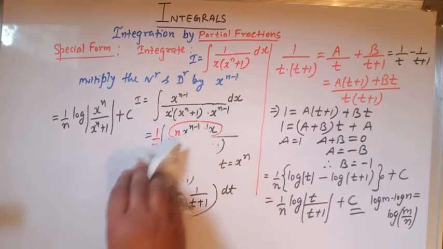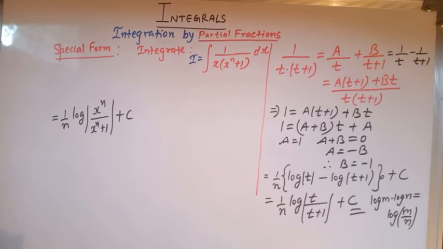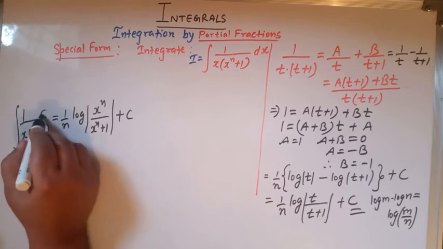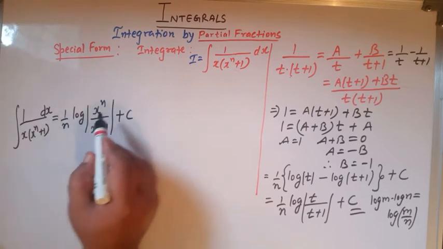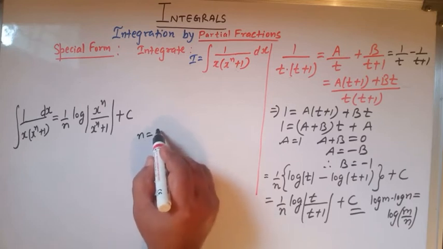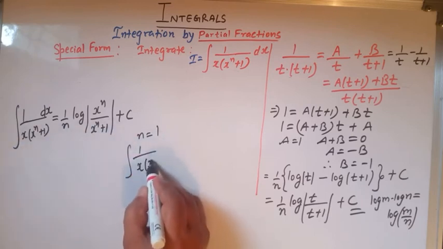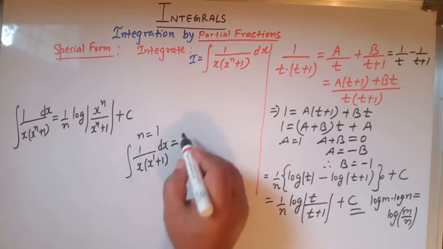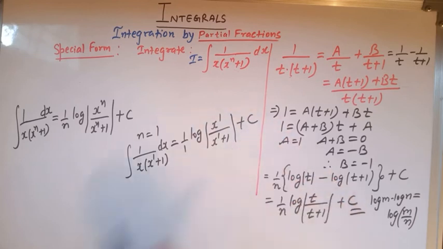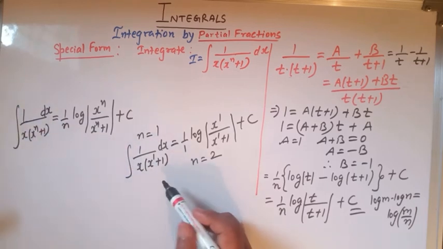Clear? So viewers, here the integral of this function, which is 1 over x times x raised to n plus 1 dx, is given by 1 over n log of x raised to n divided by x raised to n plus 1, plus c. Now if we have, say, n is equal to 1, then this expression becomes the integral of 1 over x times x raised to 1 plus 1 dx is equal to 1 over 1 log of x raised to 1 over x raised to 1 plus 1, plus c. Okay? Similarly, we can find the other integrals by substituting or by varying the value of n.